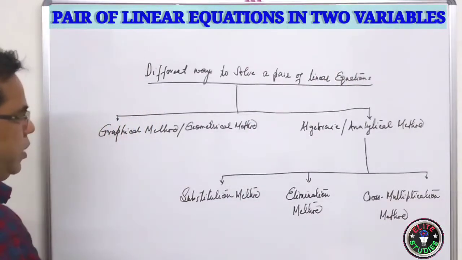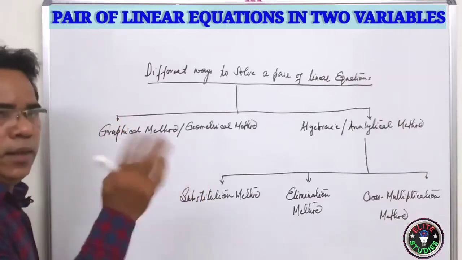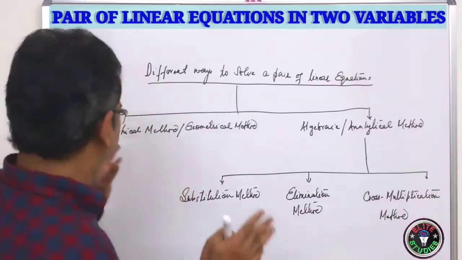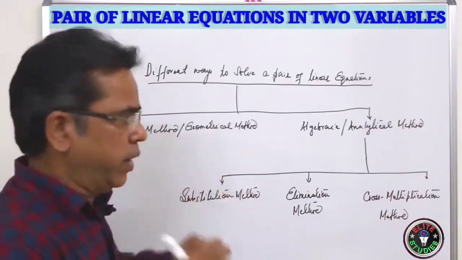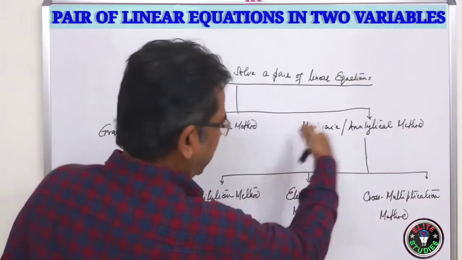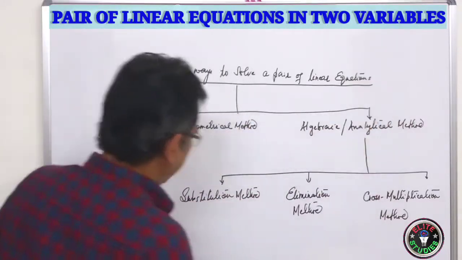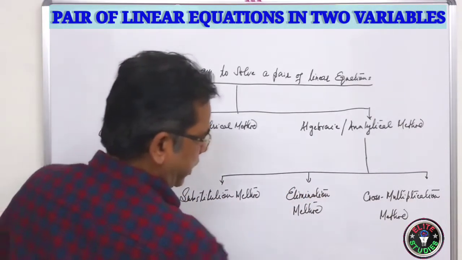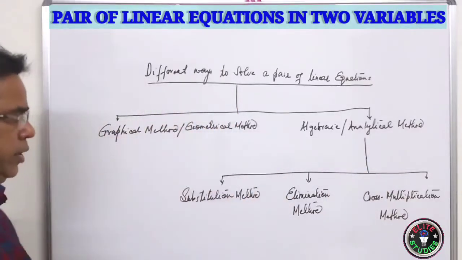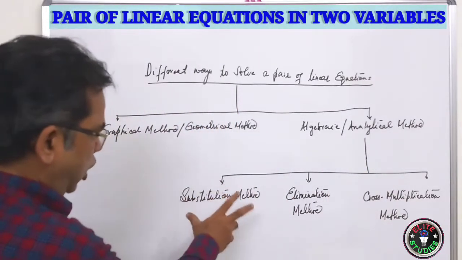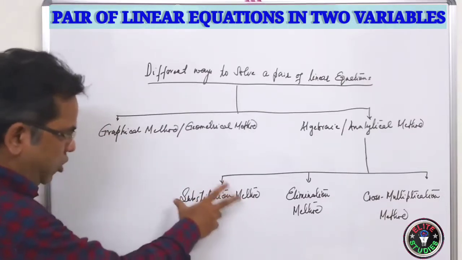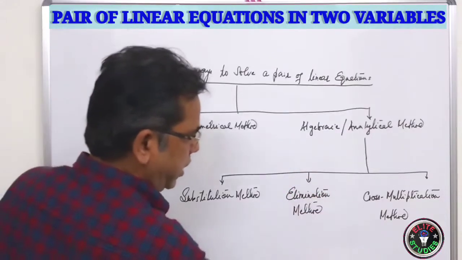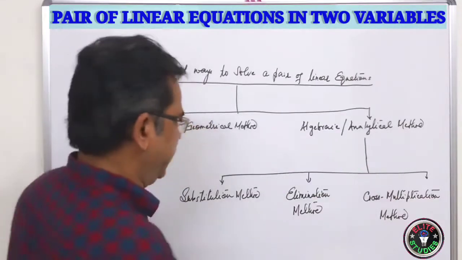First, graphical method or the geometrical method, which I have already studied in the previous classes. You can refer to my previous videos; this method I have taught you in a very holistic manner. Now, here the other way is the algebraic or the analytical method. In analytical method, there are again three types: substitution method, elimination method, and the cross multiplication method. Today we are going to solve some problems based on substitution method, and in the coming classes we will try to solve by the method of elimination and by the method of cross multiplication.